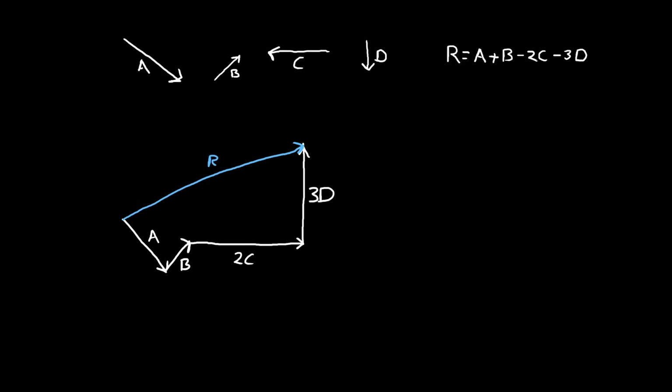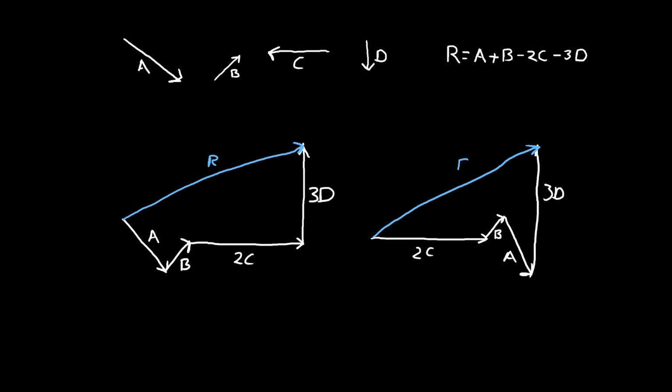Let's try 2C first. And then we could try B, and then A, and then 3D. And the result would be the same as the previous one. They're essentially the same arrow.